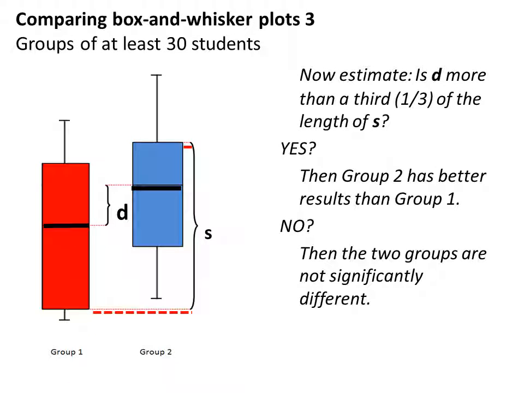Now, if each of the groups has at least 30 students, is D more than 1/3 of the length of S? Would 3 times the length D overlap the length S?